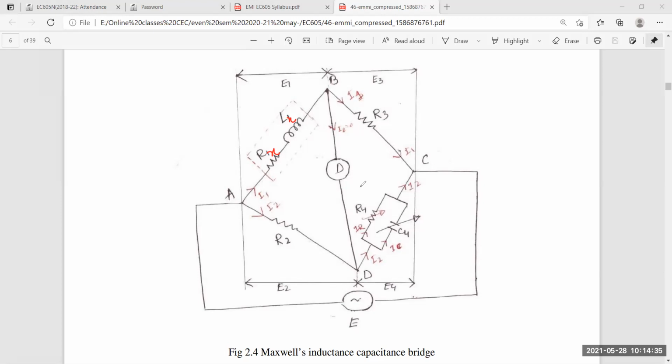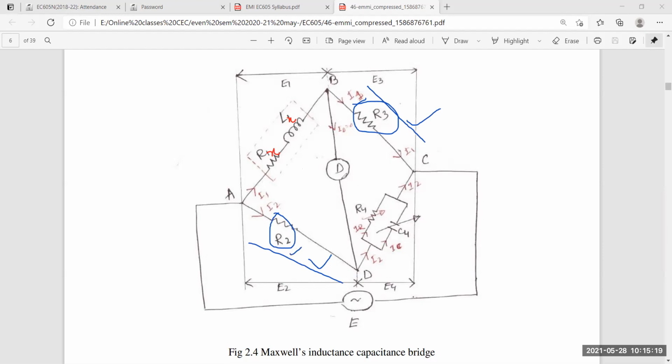Two arms, just come and see here: this BC arm and this AD arm. They are purely non-inductive. Why? Because they have only resistances R3 and R2. So keep in mind, first of all, in this particular diagram, you have to identify which arms are purely non-inductive and purely resistive. Here these two arms, BC and AD, consist of the non-inductive resistances R2 and R3.